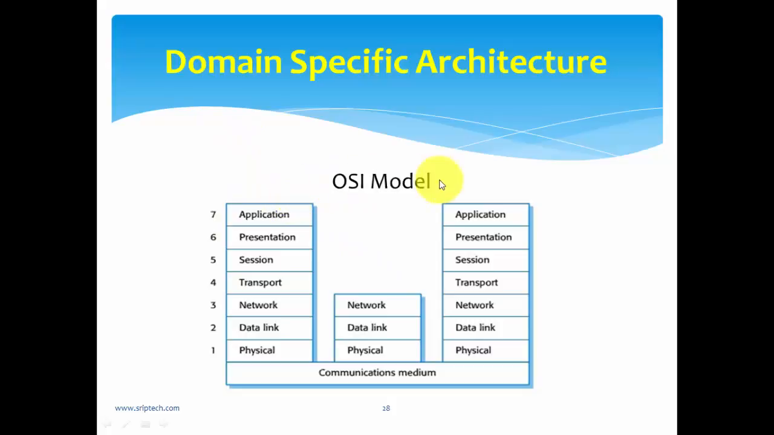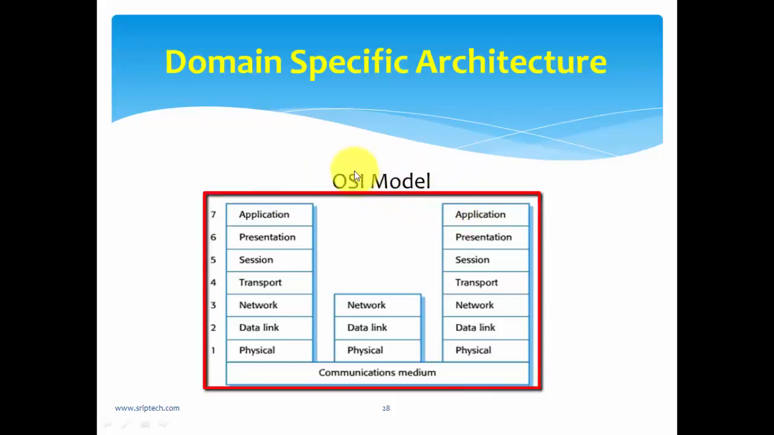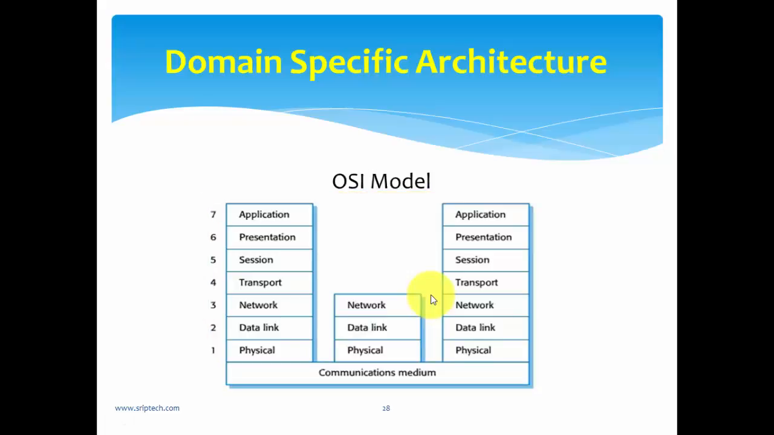Let's look at an example of a reference model, and one such example is the OSI model. OSI stands for Open Systems Interconnection. As you have studied in your networking subject, the model consists of 7 layers, from the physical layer, data link layer, network layer, up to the application layer. If two systems have to interact with each other, they have to interact on these 7 layers of the network. These 7 layers become a reference model for communication. So domain specific architecture talks about generic models and reference models.